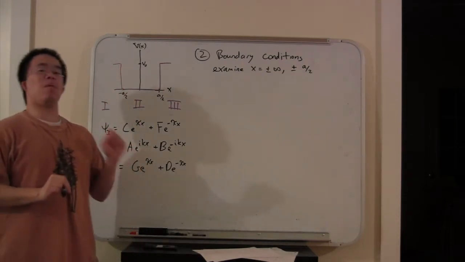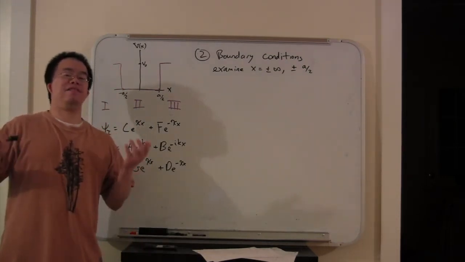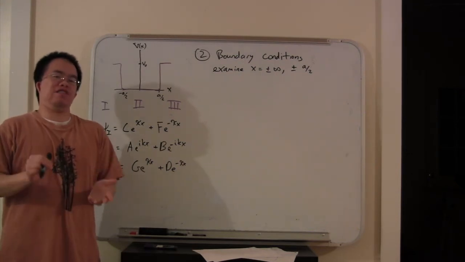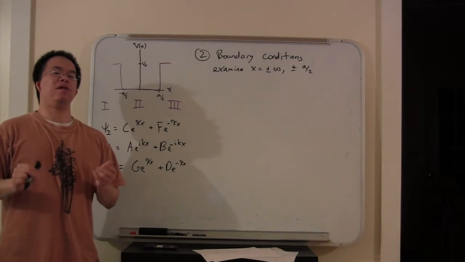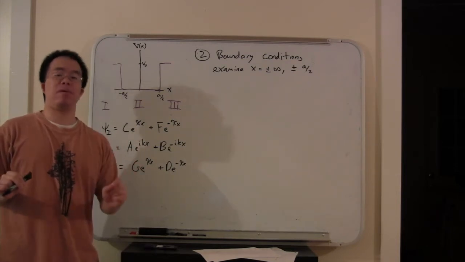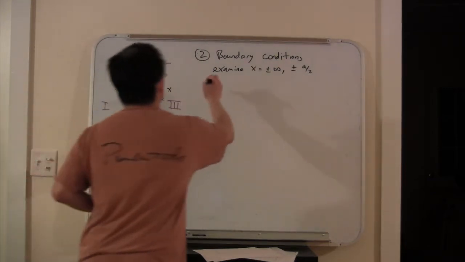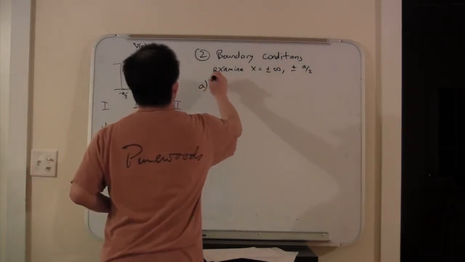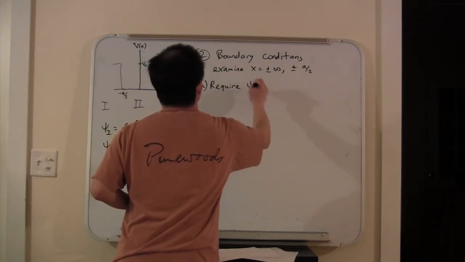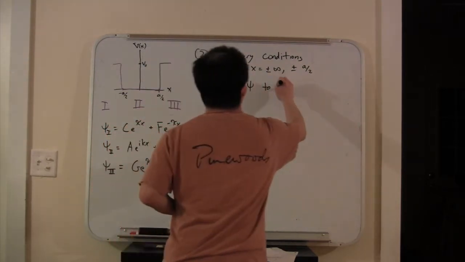Let's first think about what has to happen at infinity. Remember that we're trying to describe an actual particle here, so we're going to require that the wave function psi be normalizable.